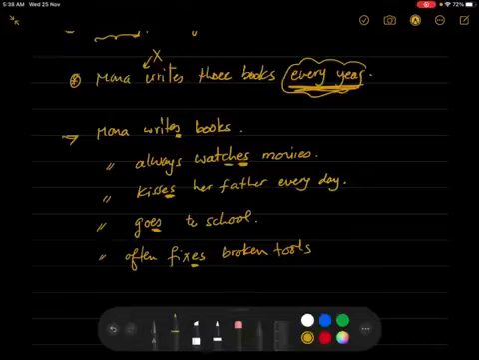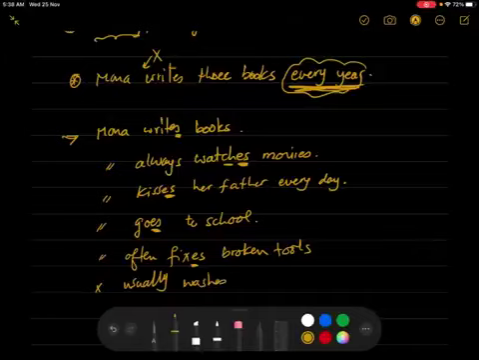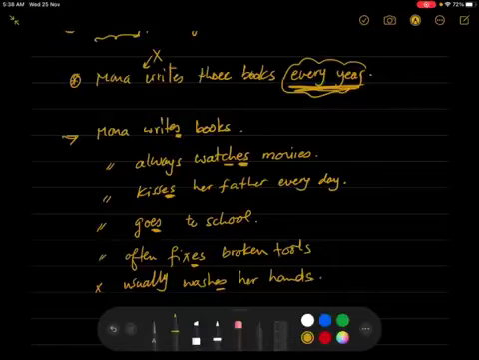We can see we put es if the verb ends with ch, also sh. Mona usually washes her hands. So we put es after the verb when it ends with ch, ss, o, or x.